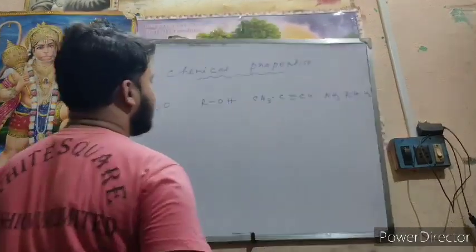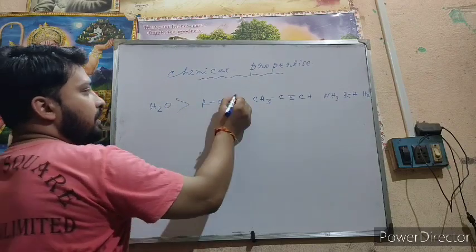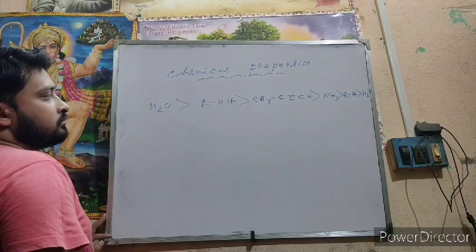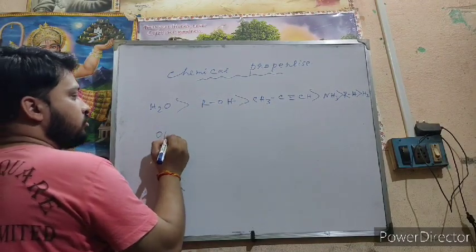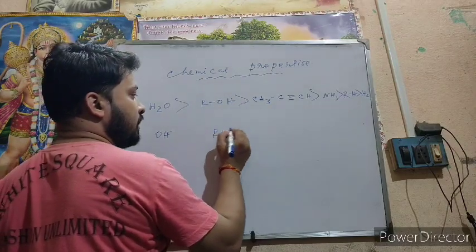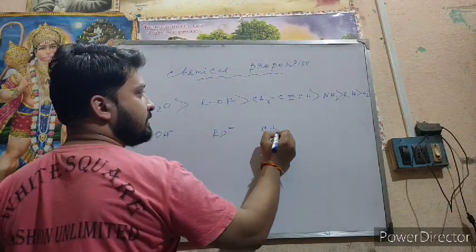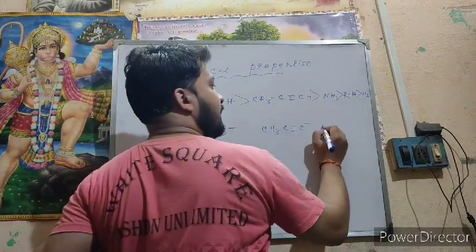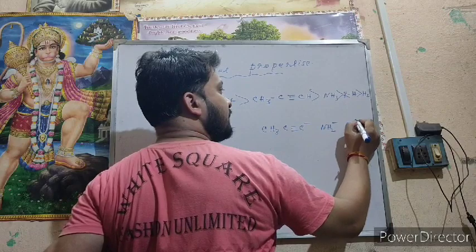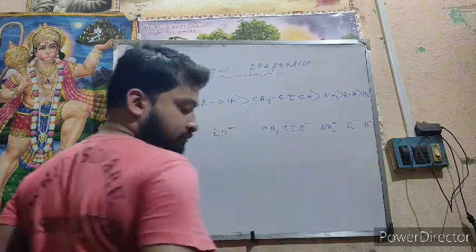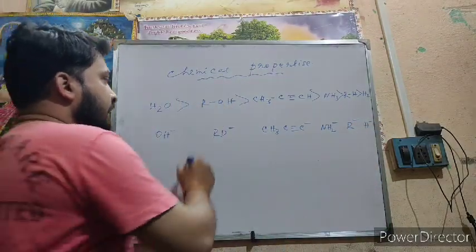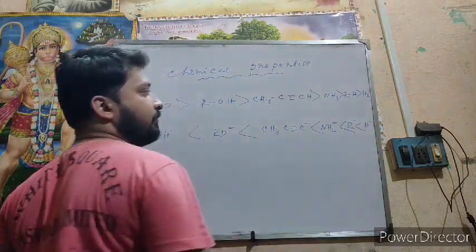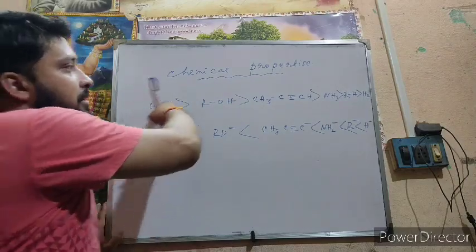If you compare those, you get the order of acidic nature like that. Then you are also given OH minus, RO minus, CH3C triple bond C minus, NH2 minus, R minus and H minus. Then the order of acidic nature is that. This is very important.